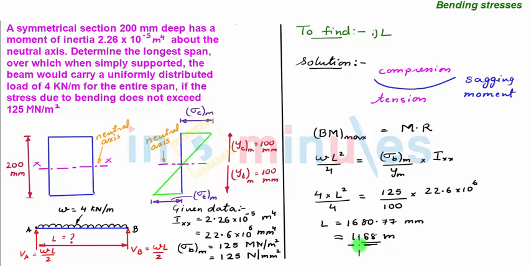So this is the span of the beam over which a uniformly distributed load of 4 kN per meter can act over the entire span so that the maximum bending stress does not exceed 125 MN/m² or 125 N/mm². So this is our answer. With this, our problem is solved.